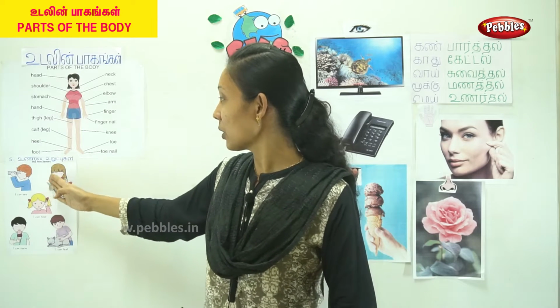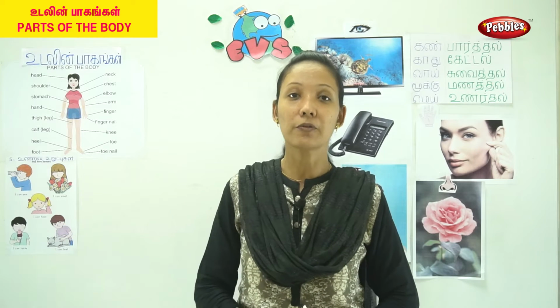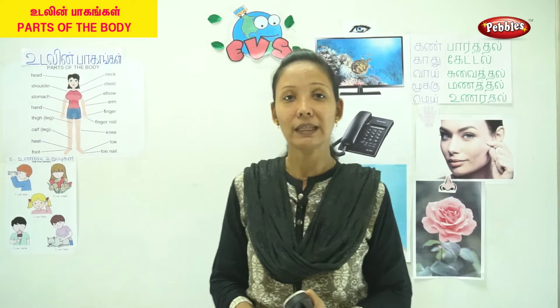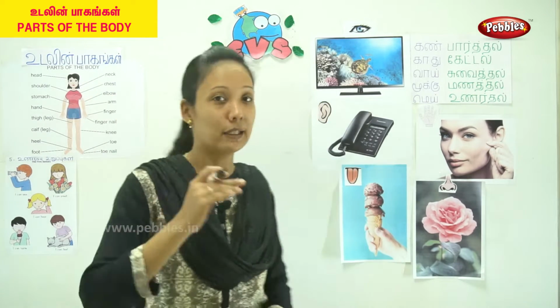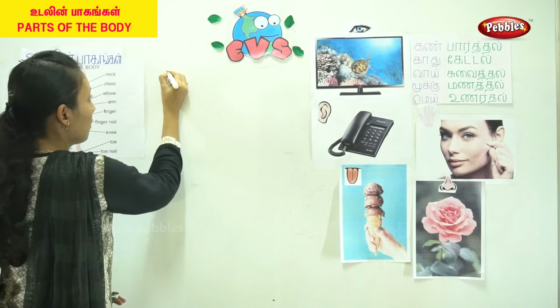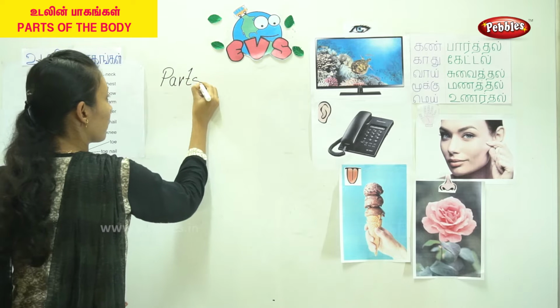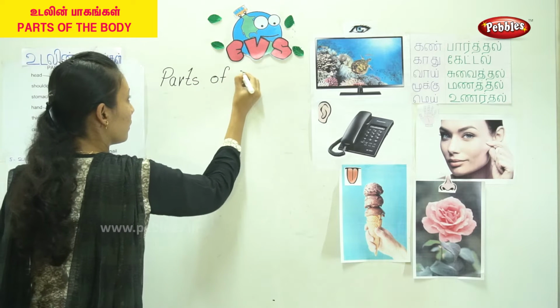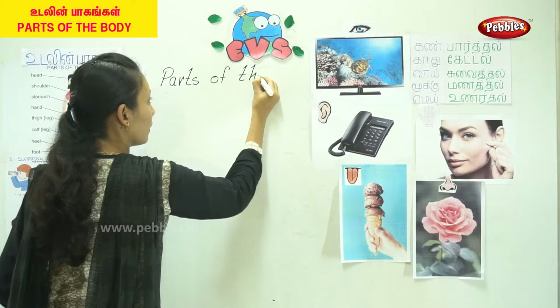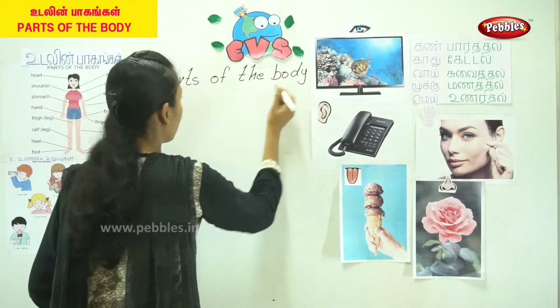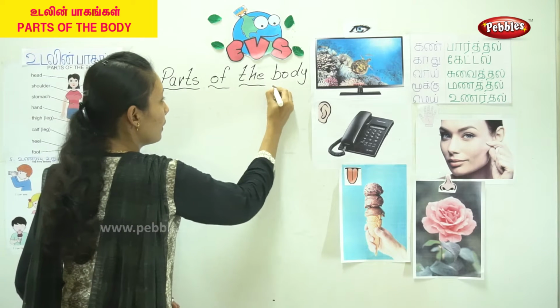Sense organs na another உணர்வு உறுப்புகள். Okay, so we are going to learn even about the 5 sense organs also. Okay, so now first we will start with parts of the body. So what is today's topic? இன்னைக்கு topic என்னது? உடலின் பாகங்கள். That means it is parts of the body. Yeah, so today's your parts of the body.